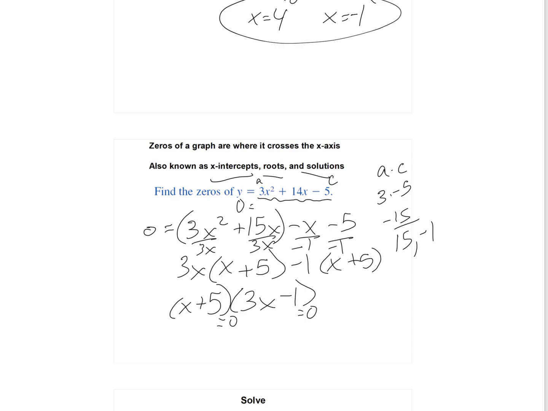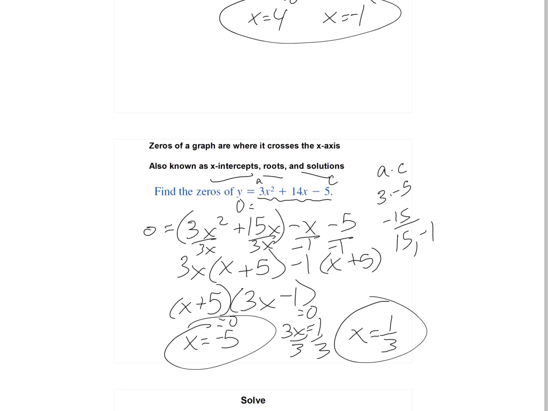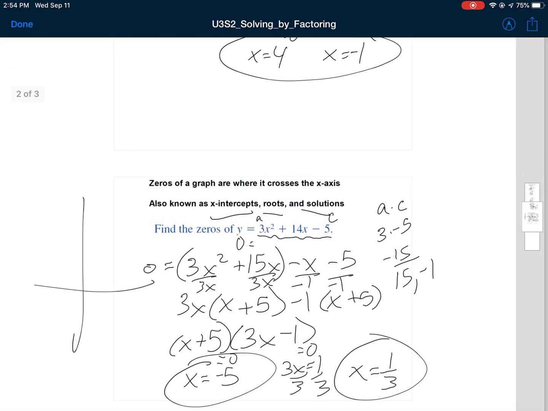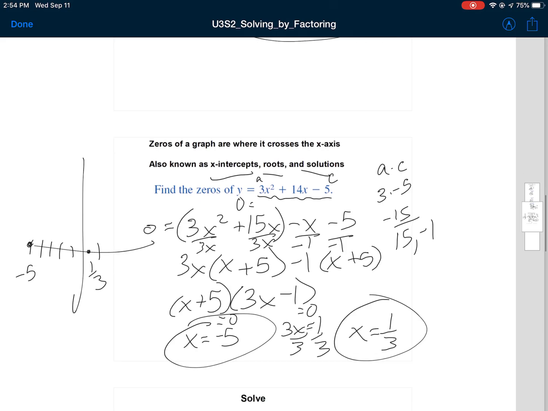So subtract 5, and I get x is equal to negative 5. Add 1, I get 3x is equal to 1. Divide by 3, and the other one is x is equal to 1/3. So that means if I were to graph this, it's going to cross the x-axis right there at negative 5, and it's also going to cross the x-axis at 1/3. Hence the zeros, or the x-intercepts.